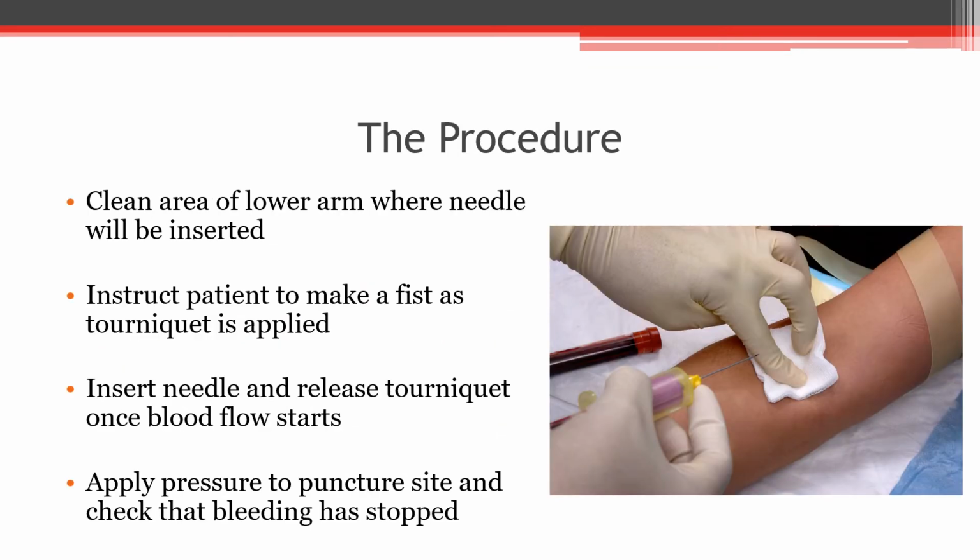The procedure. Clean the area of the lower arm where the needle will be inserted. Instruct the patient to make a fist as a tourniquet is applied. Insert the needle and release the tourniquet once blood flow starts. Apply pressure to the puncture site and check that bleeding has stopped.